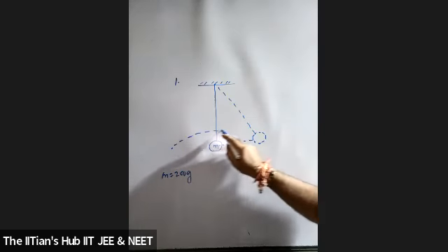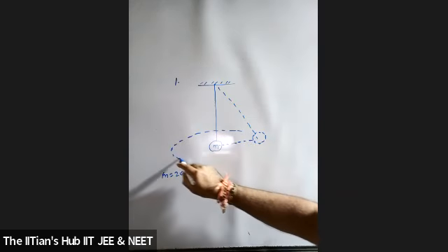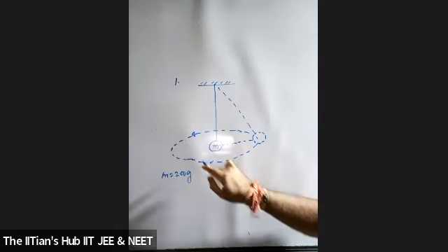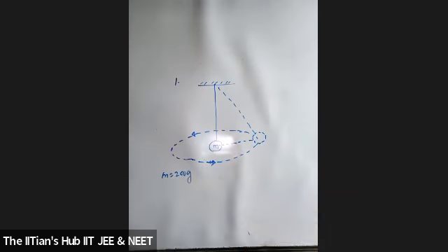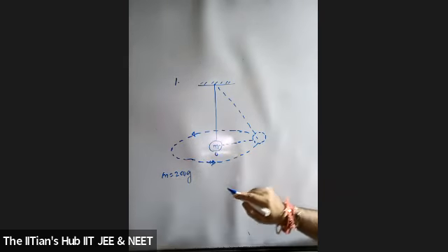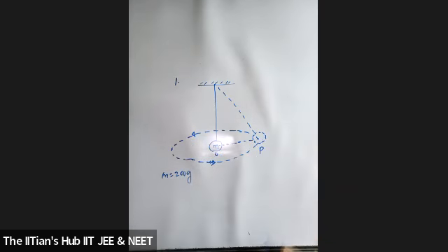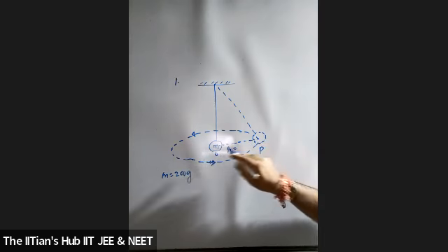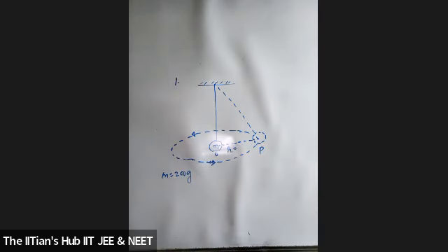Now, when you look at the diagram, students, can I say this becomes the plane of revolution? Yes, sir. This will be the plane of revolution of the bob or the body. This is the center. This is the instantaneous position. This is the radius of the bob, the radius of the circular path. And what is the radius of the circular path given to us?